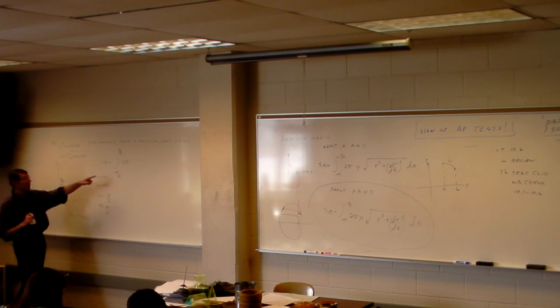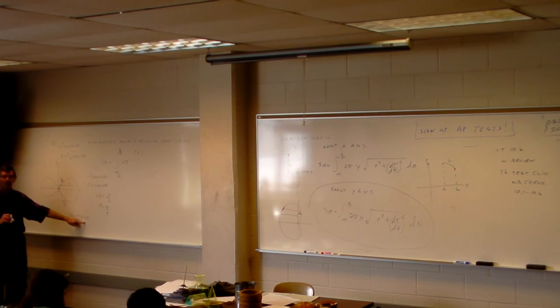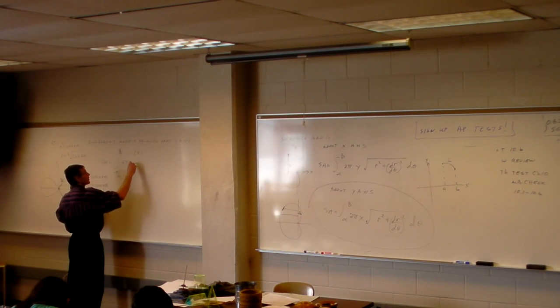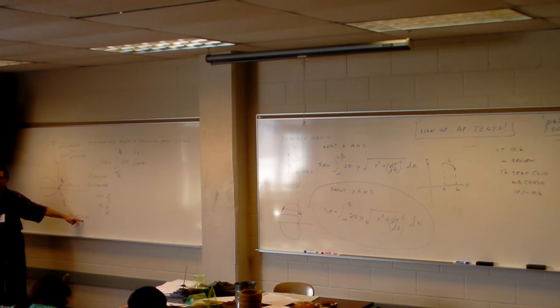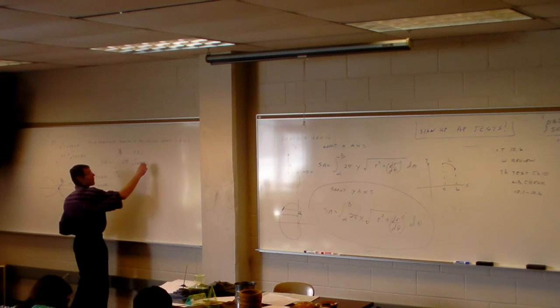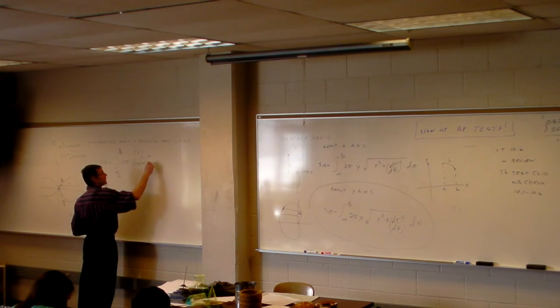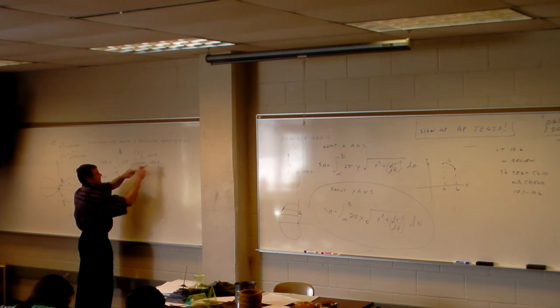So we go 2 times pi times x. But what is x? X is r cosine theta. What is r? We'll just deal with the positive part. r is the square root of cosine of 2 theta. So the square root of cosine of 2 theta times the cosine of theta. So the x is equal to r cosine theta.